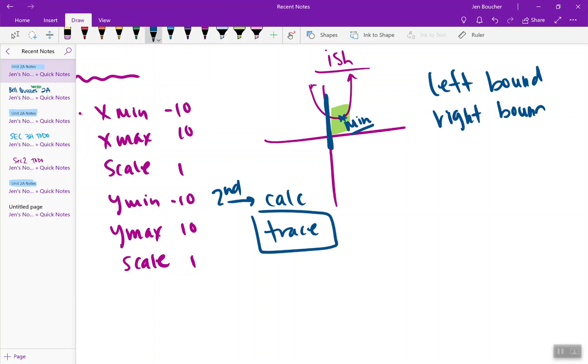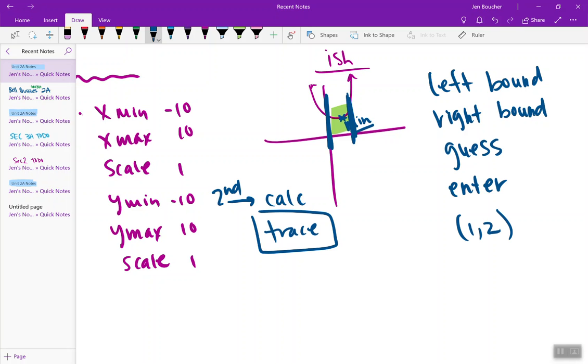So for the right bound, what do you do? Scroll to the right, give it another bound, and push enter again. It will ask you to guess. You don't ever have to guess unless you're way far away from that minimum value, so just push enter again. And it tells you the minimum value is what? 1, 2.